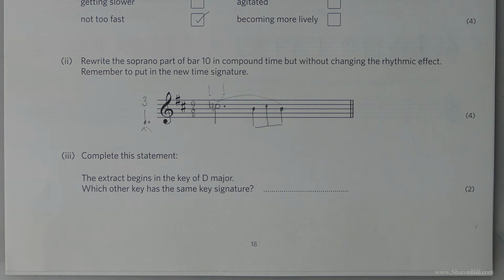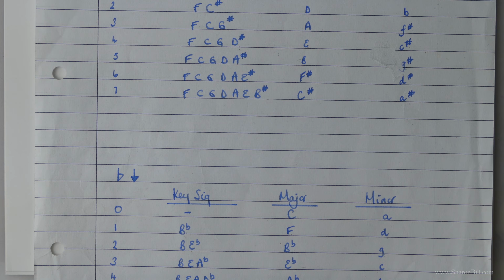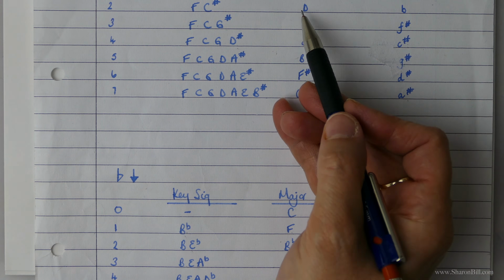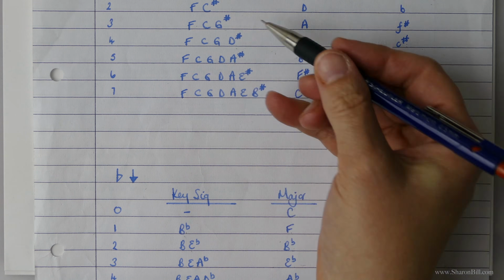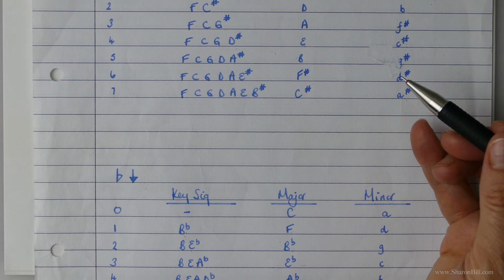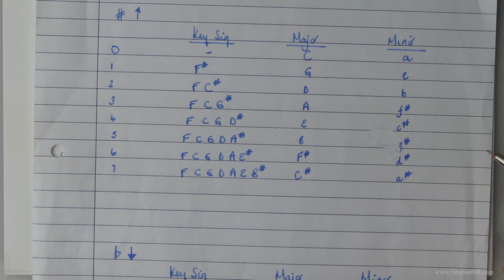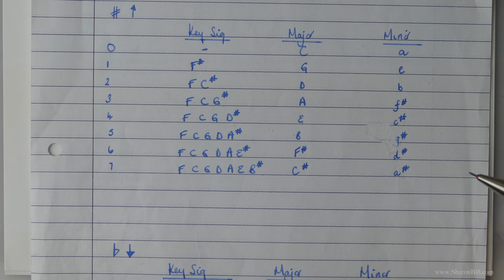And again, if you've written out your circle of fifths, you can look at that easily and you can see that D major and B minor share the same key signature. If you're not sure how to do this, so you've got quick and easy access to all of your major and minor keys, this is the circle of fifths.